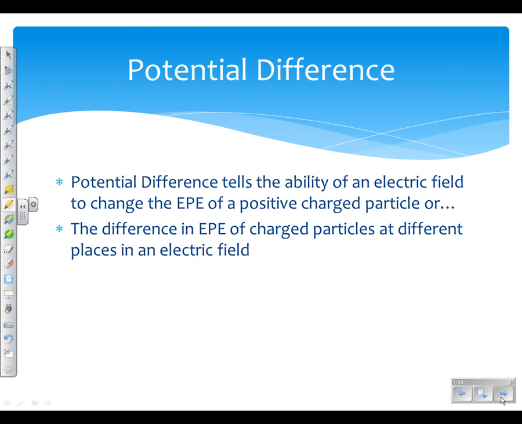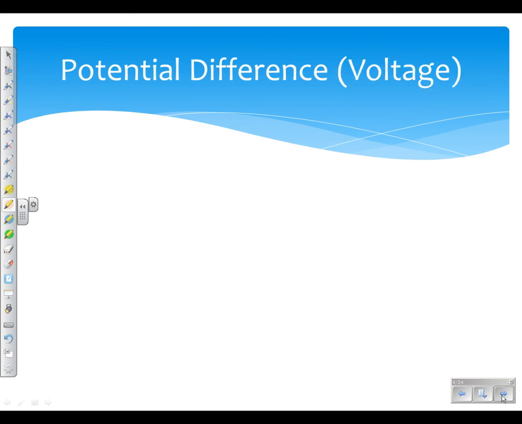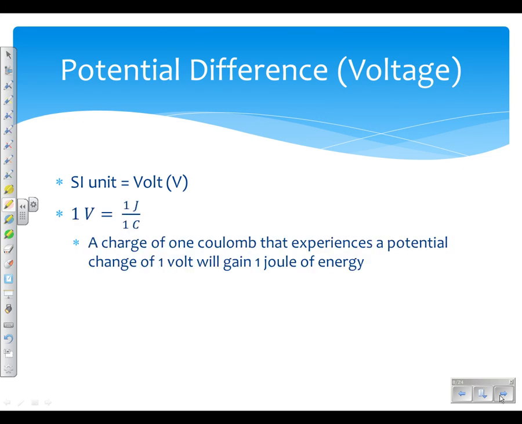Sometimes, most of the time, we refer to potential difference as voltage. Voltage and potential difference are the same thing, synonyms. We measure potential difference with the SI unit of the volt, capital letter V. Volt is a derived unit. It is a combination of these 2 units. 1 volt is equal to 1 joule over 1 coulomb.